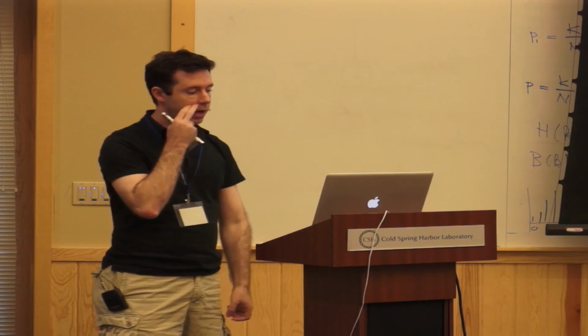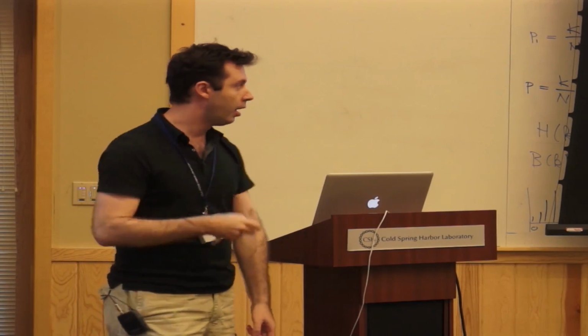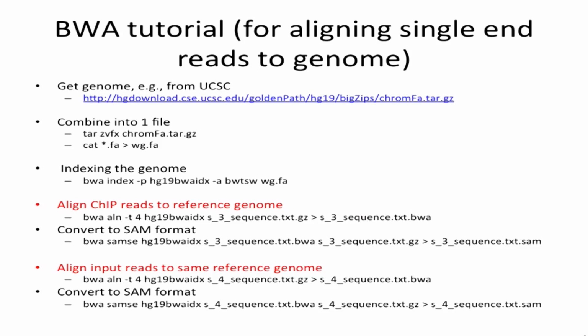So this is going back to the alignment process itself, which is often done using a program called BWA. We went over BWA last time. This is exactly the same process: downloading the reference genome, indexing the genome, aligning the ChIP reads to the genome using the same commands that I showed you last time, and then also aligning the input reads to the same genome. Essentially, you end up with two files, and you're going to compare these two files for peak calling.